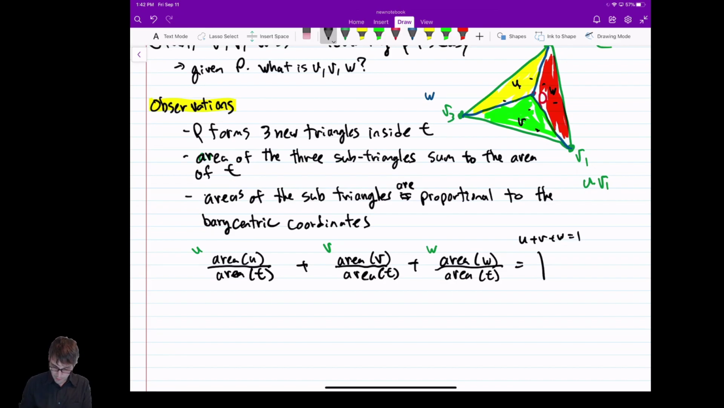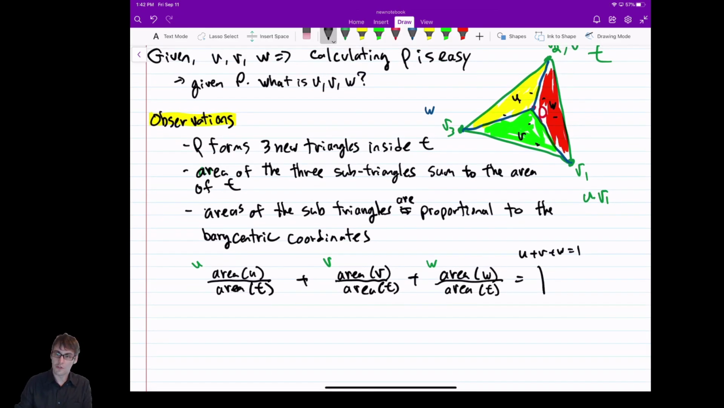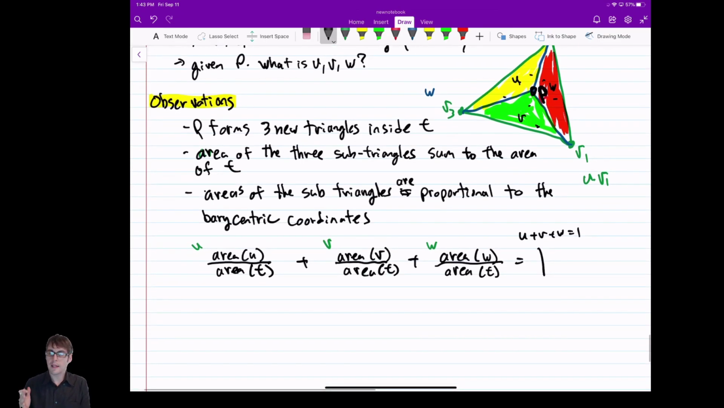If we know the areas of these little triangles, we have a p, and my p has disappeared. Let's see if I can put a p in there because of all my shading. We can then calculate the barycentric coordinates by the portion of that area.